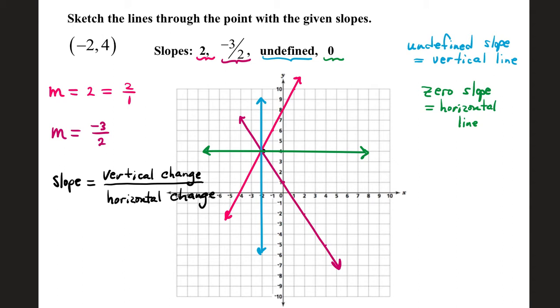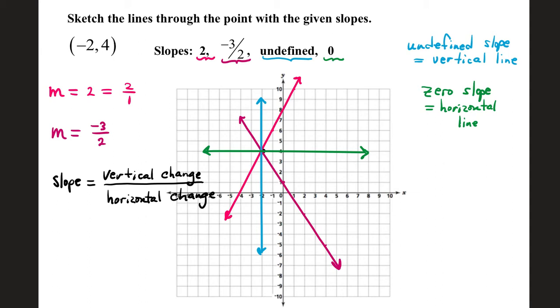Undefined slope. A fraction is undefined when its denominator is 0, meaning the horizontal change has to be 0. If you don't have horizontal change, then all you have is a vertical line. It has no side-to-side change.